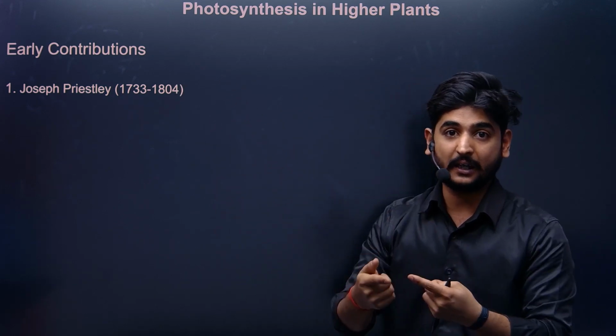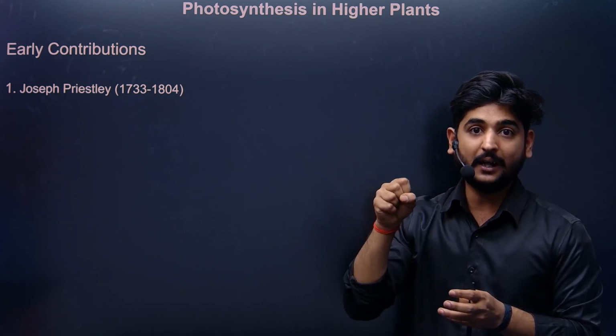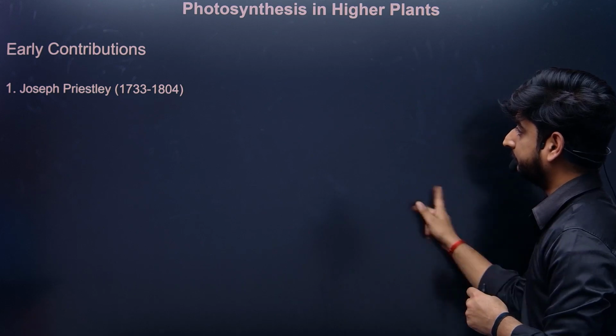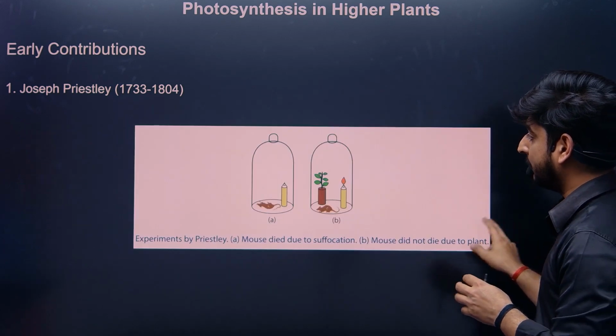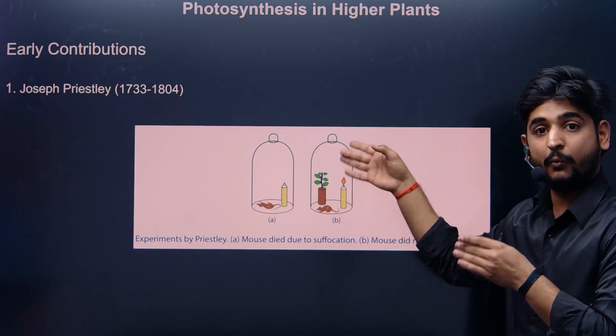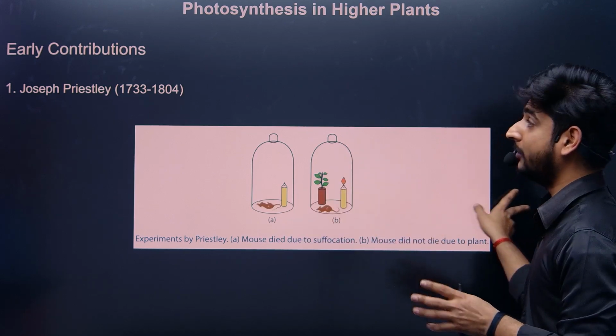So there is a cycle. Something was taken out by the mice and candle, and the same thing was returned by the mint plant. Let us see. So this was the basic experiment. He put mice and candle, both of them die. He put mice and candle with the mint plant, all of them survive.